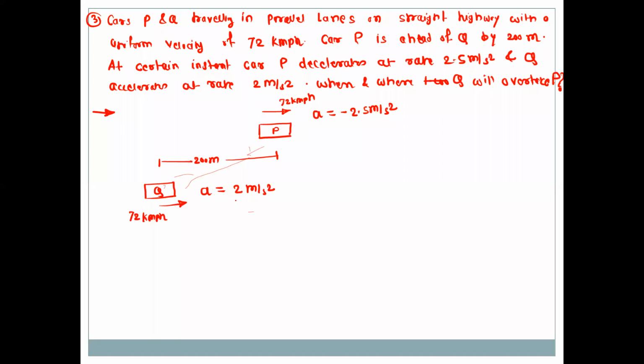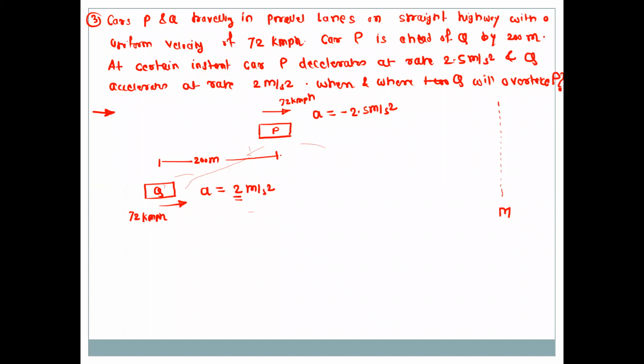So why will car Q overtake the car P? Because the velocity of car P will go on reducing, and at the same time, we are increasing the velocity of the car Q with the acceleration 2 meter per second square. Okay. So there will be some point. So this is the point M. At this point M, car Q will just overtake the car P. Okay, and we have to find out the position of this point M either with respect to point P or with respect to point Q.